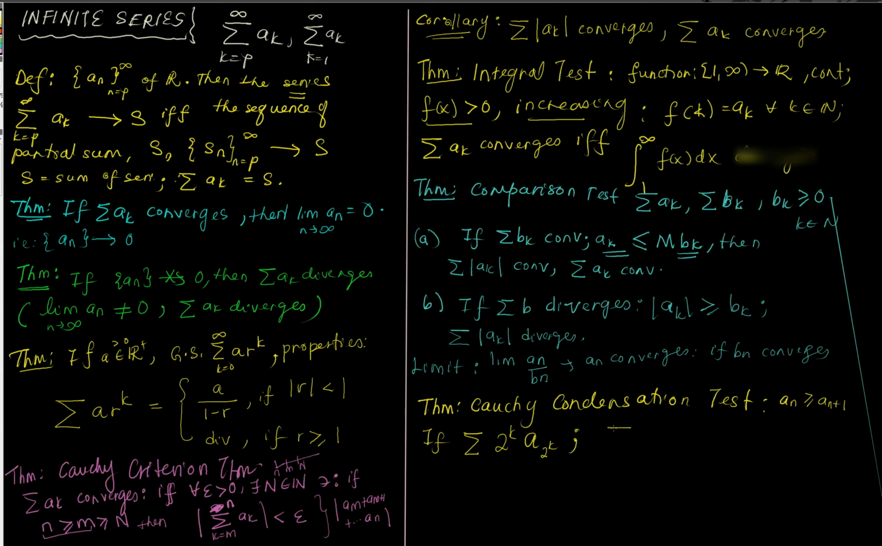Then we can say that a_k converges. So all you have to do is convert n to 2 to the k, and then you multiply by 2 to the k. If you're going to use this, you need to know the name of the theorem. It's called the Cauchy condensation theorem.